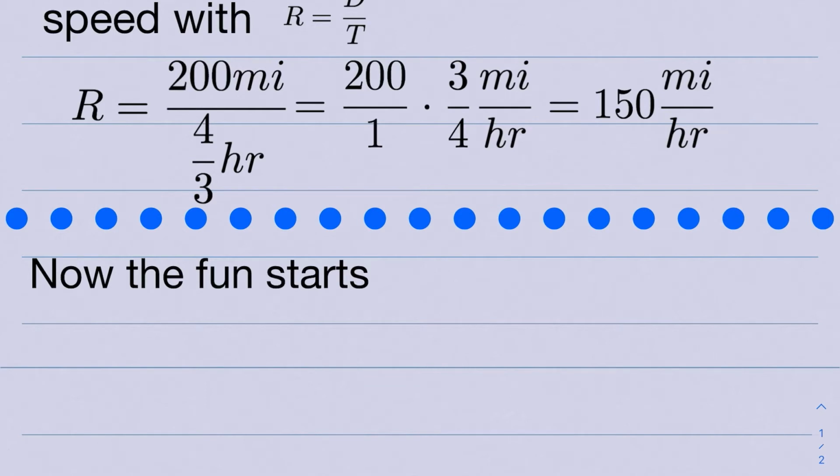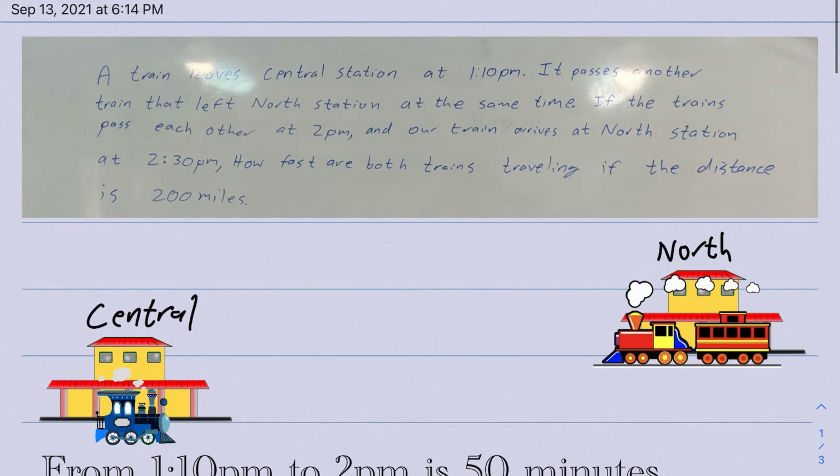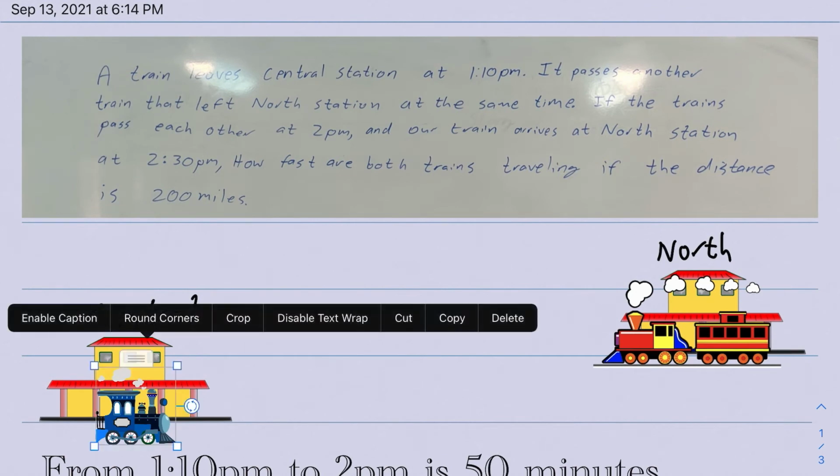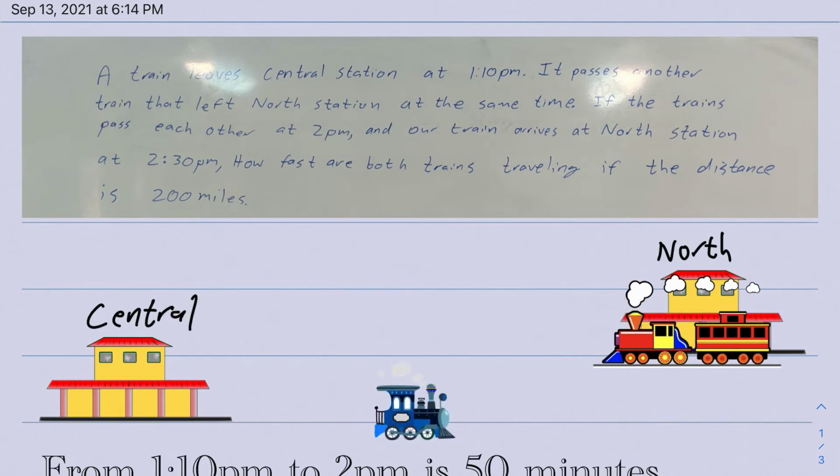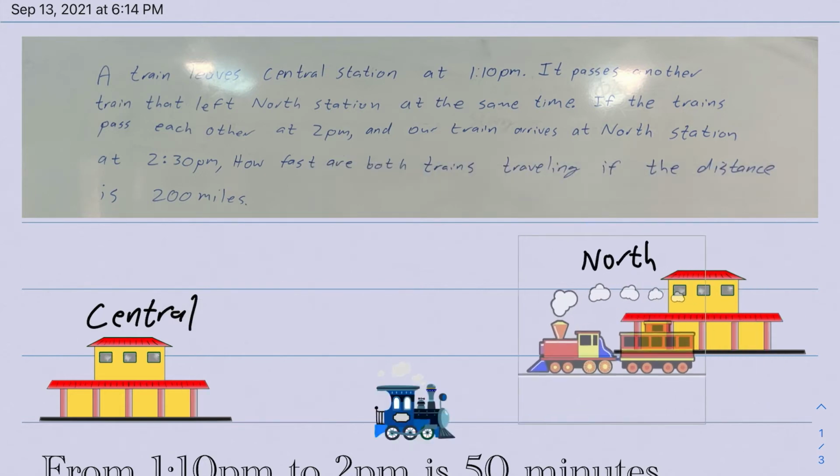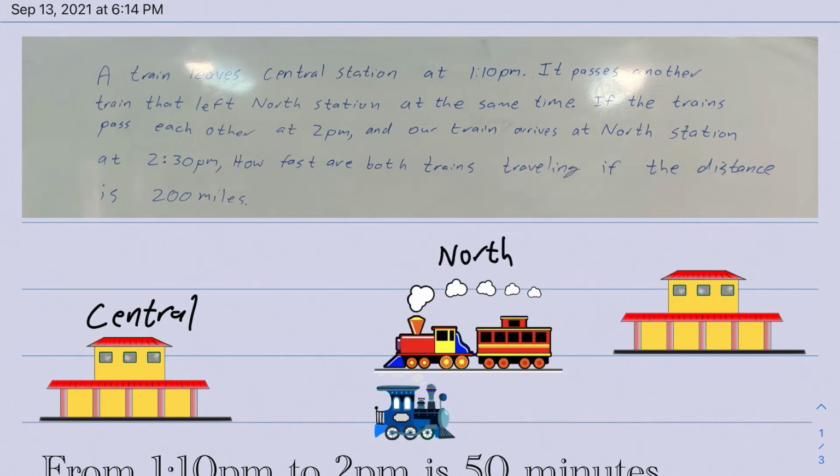So we know that train 1 has a rate of 150 miles per hour. With that information, we can find out how far it went before it passed the second train. So what we want to do is, at 2 p.m., the two trains pass each other. And we want to know what distance that occurs. So here, at 2 p.m., the trains pass each other, and I want to know what this distance here is. That's the distance of my train at 2 p.m.